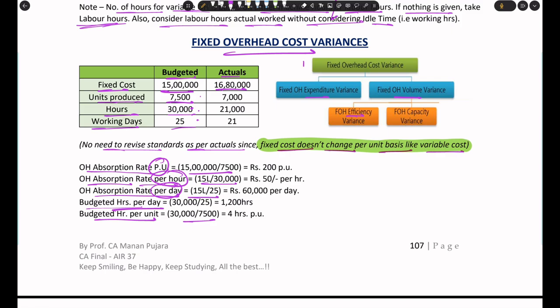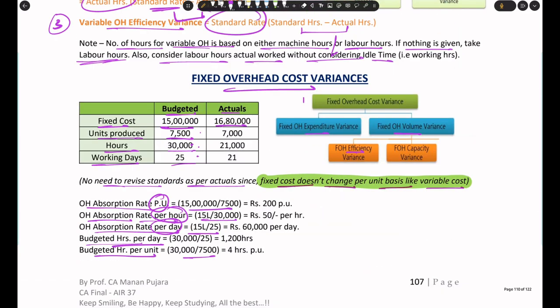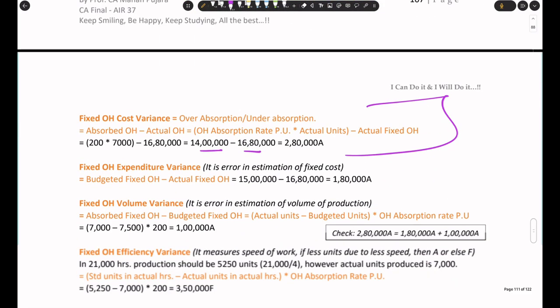Just remember that fixed overhead expenditure variance is what I was calculating, the difference between these both, 15 lakh and 16 lakh 80,000. This is the 1 lakh 80,000. It is the fixed overhead expenditure variance that I was referring to as the fixed cost variance, but it is not cost, it is the expenditure variance. It just clicked into my mind.